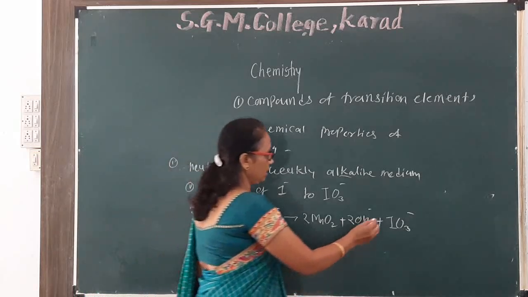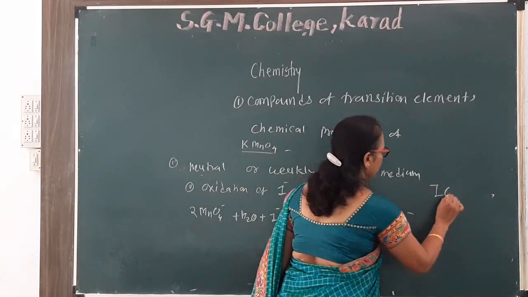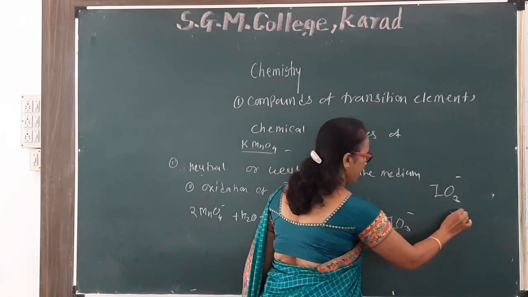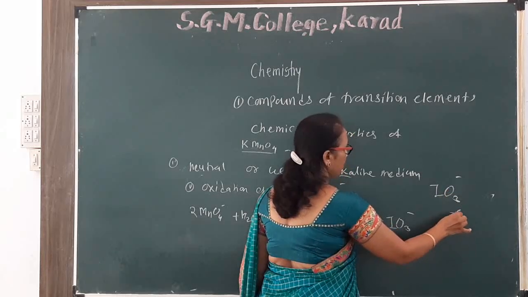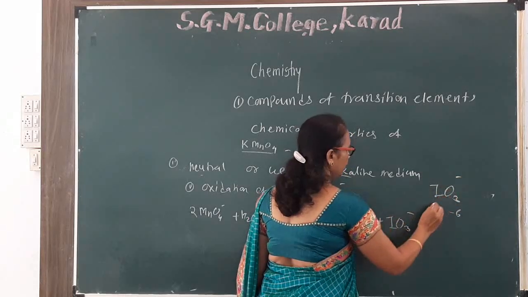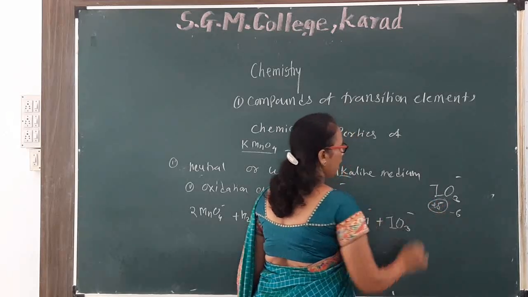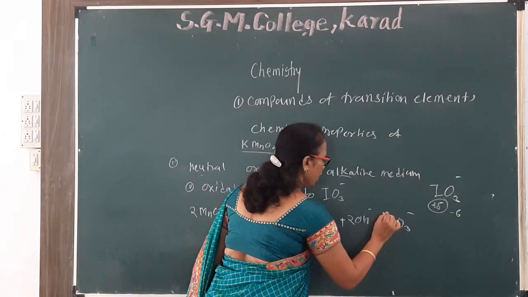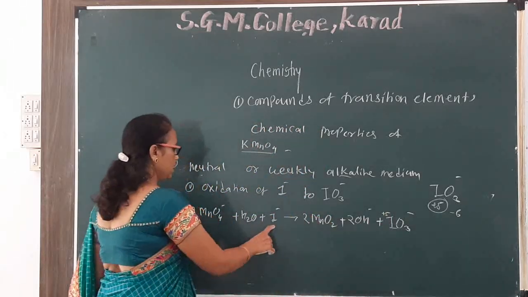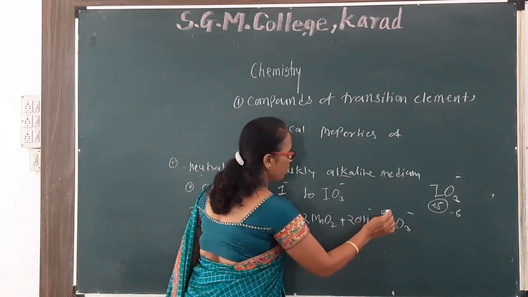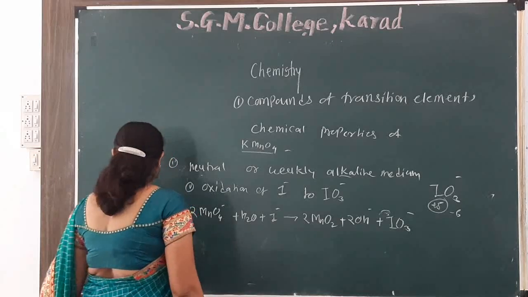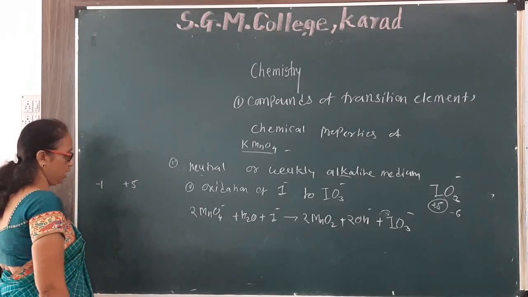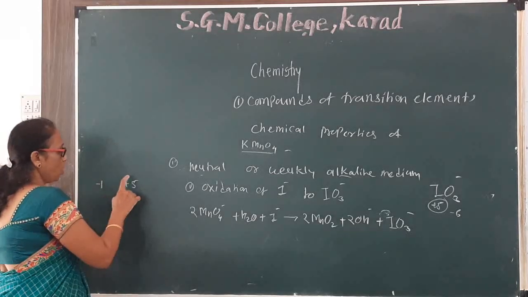In IO3 minus, what is the oxidation state of iodine? Oxidation state of oxygen is -2, total -6 for O3. Total sum is -1, so the oxidation state of iodine is +5. Means in IO3 minus, the oxidation state of iodine is +5. It changes from -1 to +5. As it changes from -1 to +5, there is an increase in oxidation state, which means it gets oxidized.